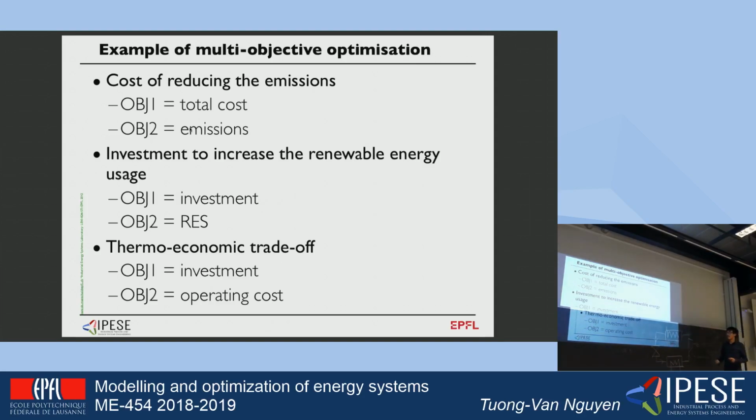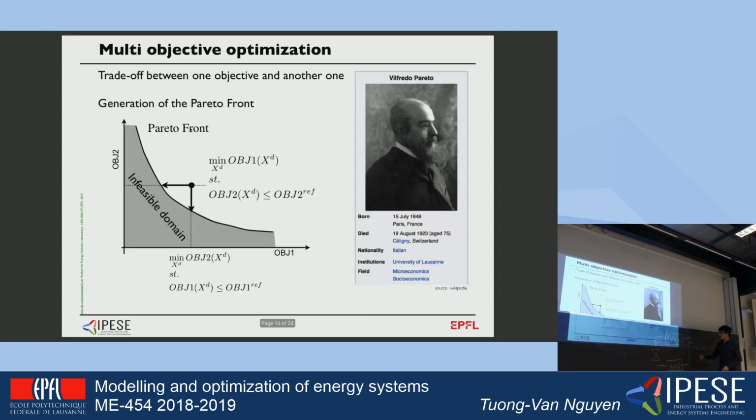Let's say that one of your objectives is to reduce the total cost, the other one is to reduce the emissions. Another possibility is that you try to minimize the investment costs. The second one might be that you want to maximize the use of renewable energy. What happens is that you have what you call a Pareto front.